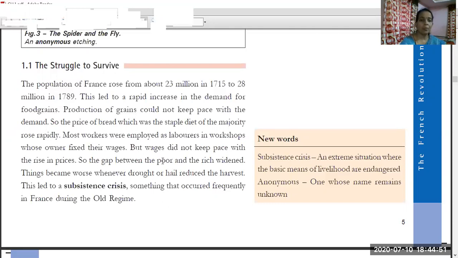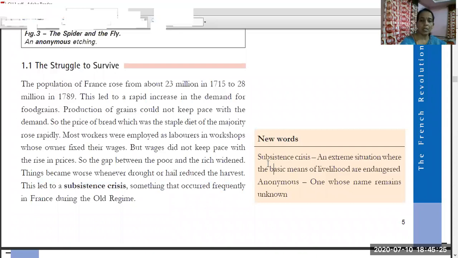So the gap between the poor and the rich widened. That is why the rich became richer and the poor became poorer. The gap between rich and poor widened again and again. So all these situations where people were unable to buy food frequently occurred in the old regime of France, and this is called the struggle to survive, or the subsistence crisis.